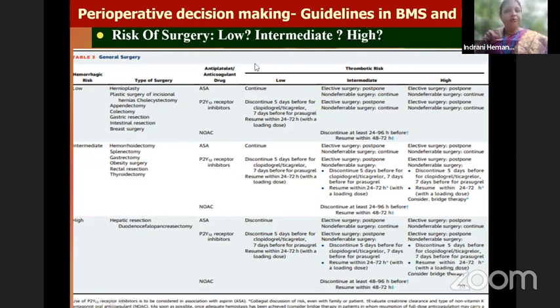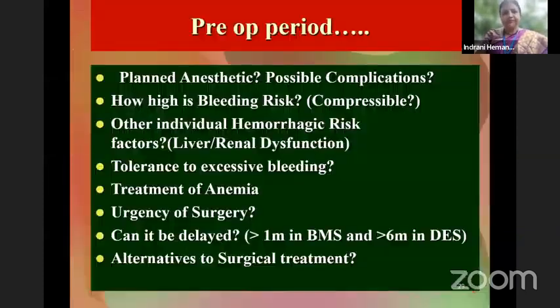What you call low would be any peripheral surgeries or endoscopies, like hernioplasty, plastic surgery for incisional hernia, appendicectomy, etc. Intermediate will be splenectomy, gastrectomy, obesity surgery, rectal resection, thyroid, etc. And high will be hepatic resection, Whipple's, etc. So you have to know what is the planned anesthetic. Is it general with regional, or only regional? Possible complications associated with your procedures.